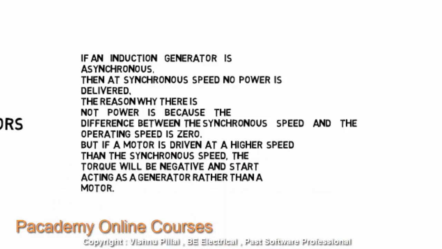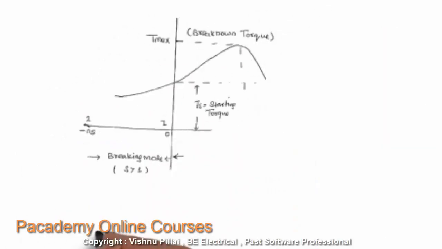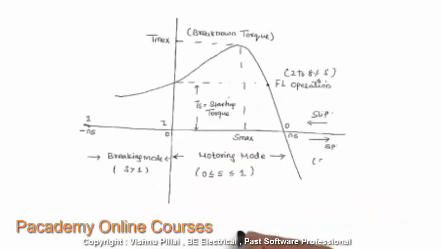But if a motor is driven at a higher speed, then the running speed of the motor will be higher than the synchronous speed, and the slip will go negative, and the torque will also be negative and it starts acting as a generator. That is, the motor is not supplying any torque; externally the torque is being supplied to the motor, and it will deliver active power to the power system in this case.